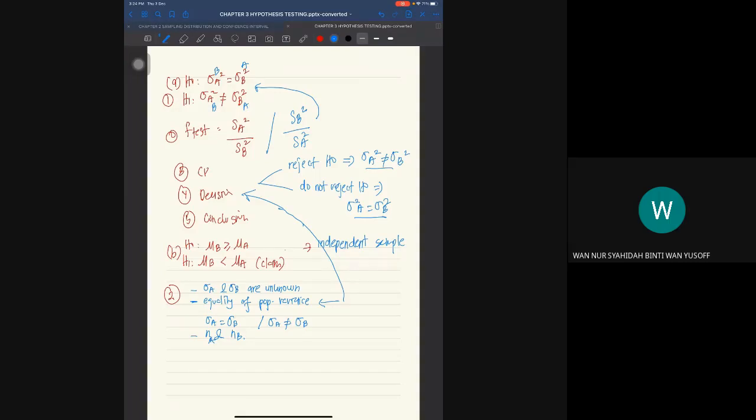Thank you, madam. Quiz 3 is only 3.3. 3.3 means the independent and also dependent both.